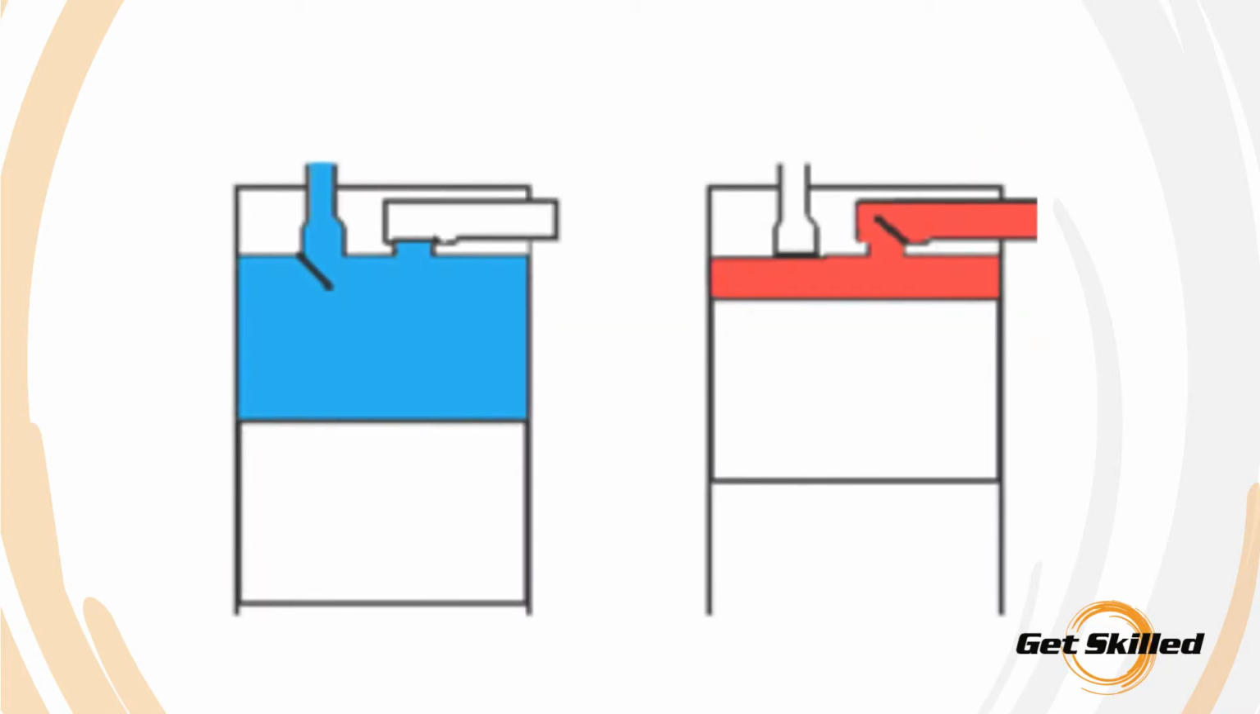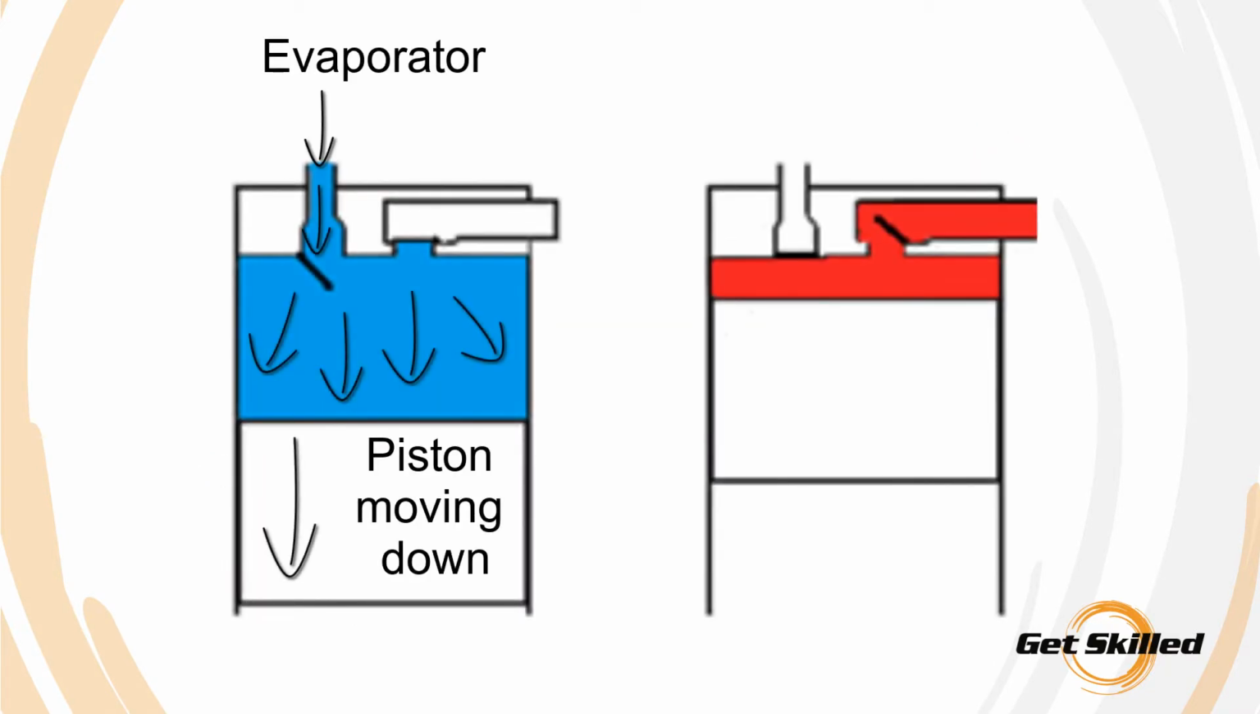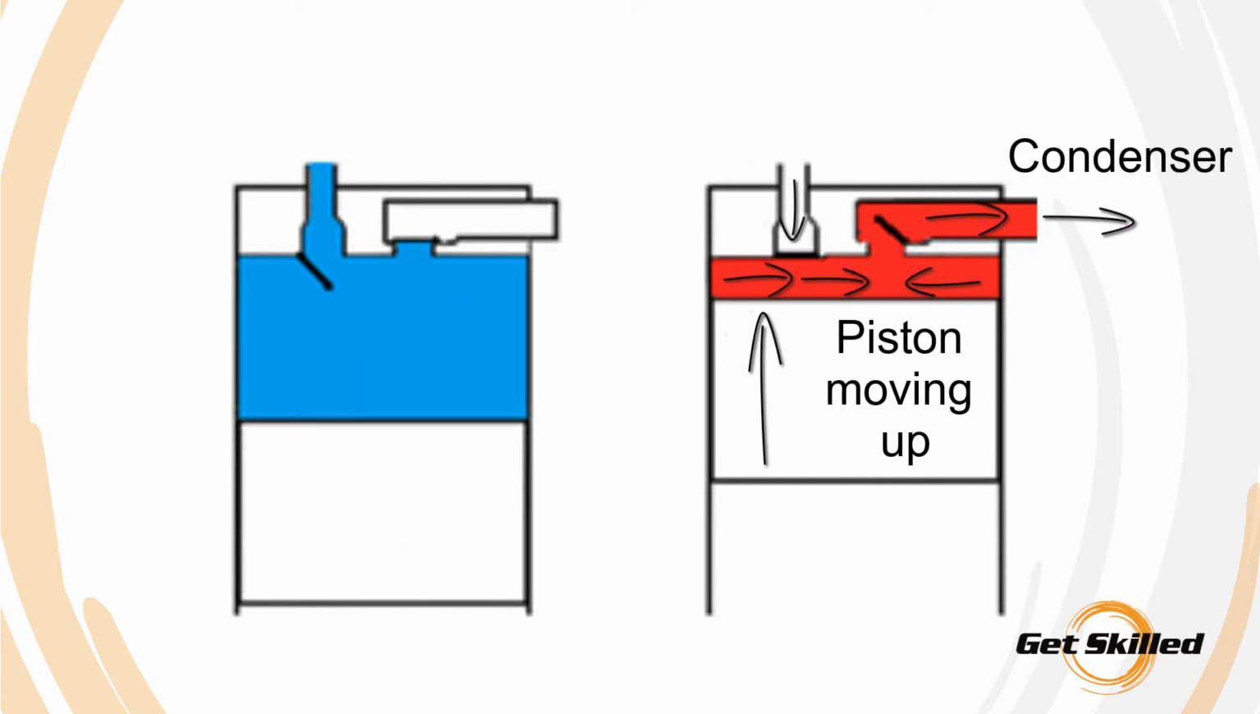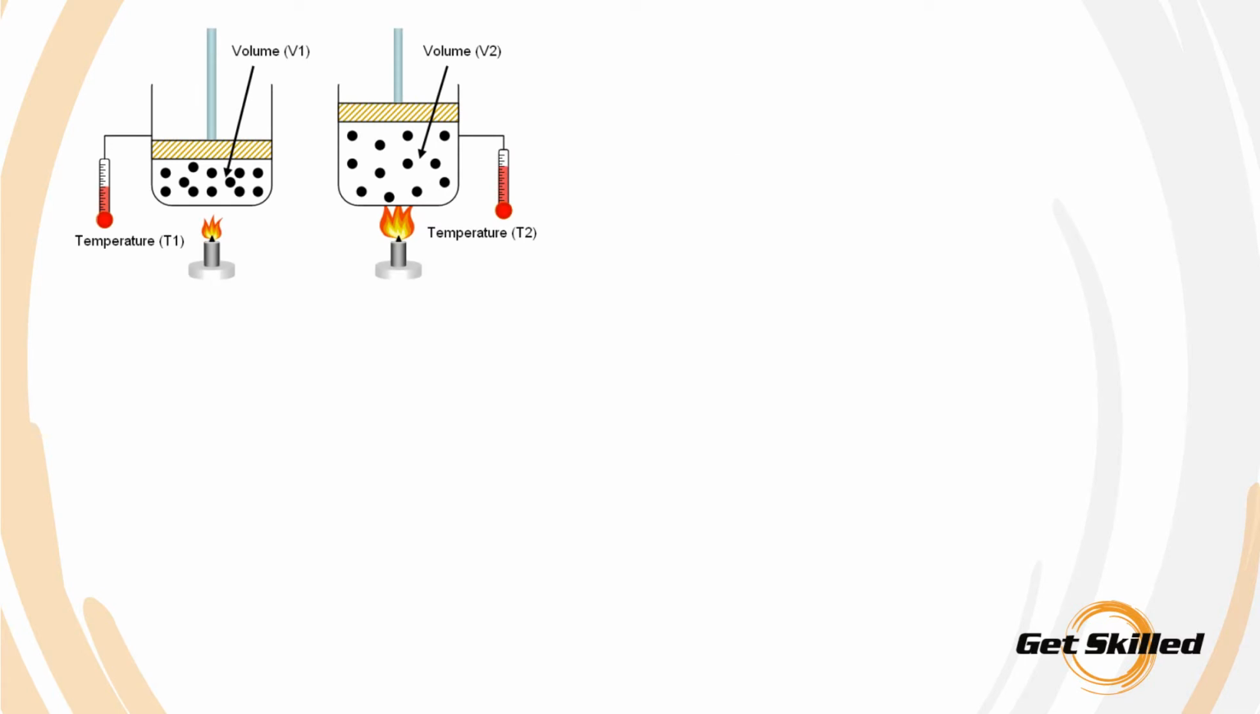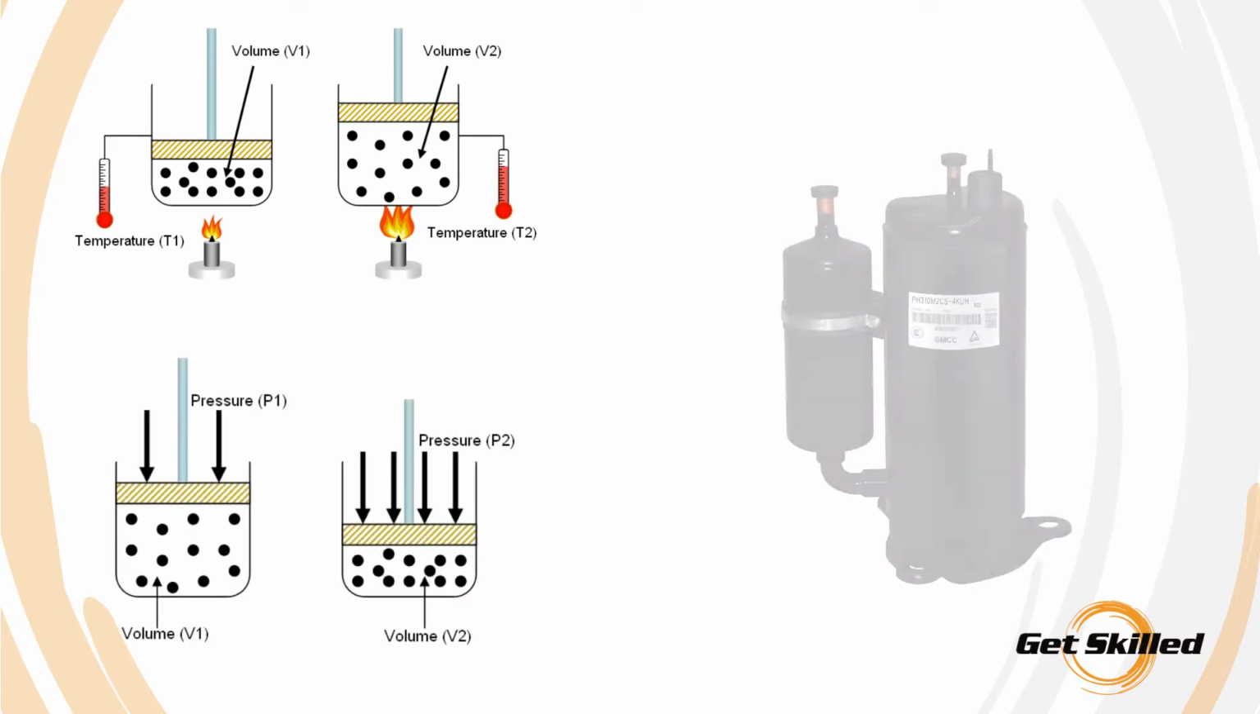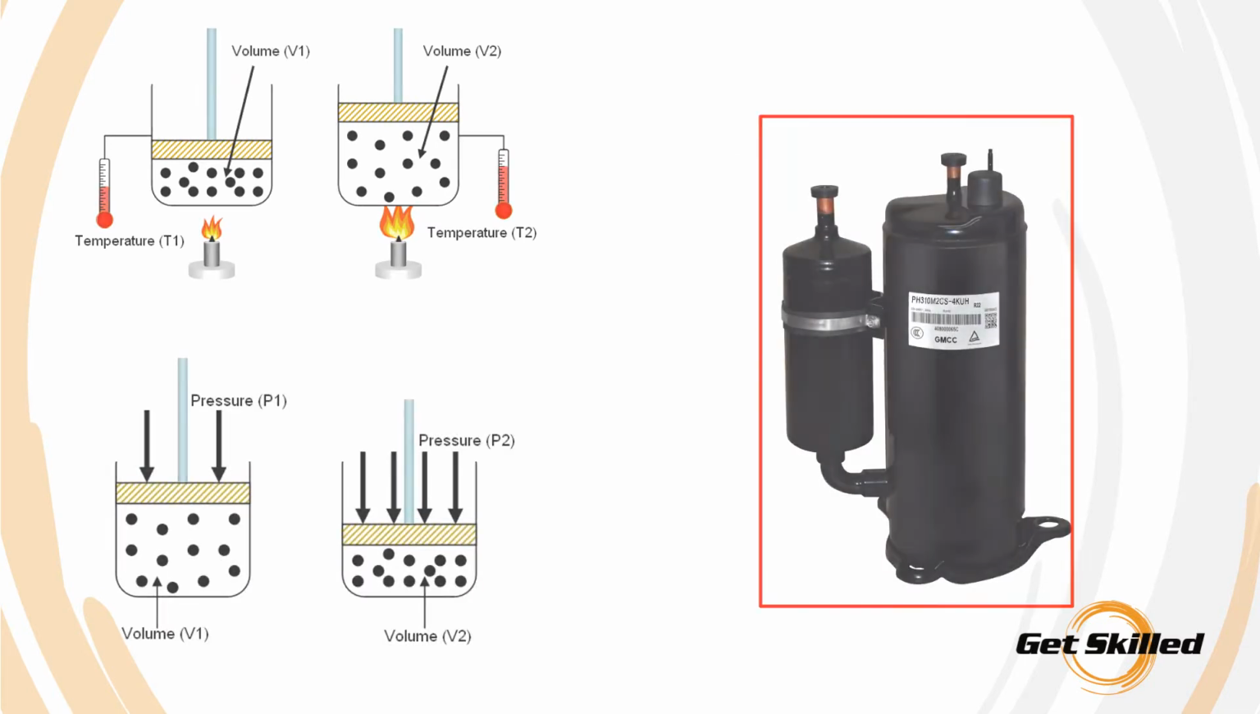condenser. Here we can see low pressure refrigerant moving into the compressor from the evaporator. And here we can see high pressure refrigerant moving out of the compressor into the condenser. Both Charles and Boyle's gas laws are observed here in the compressor.